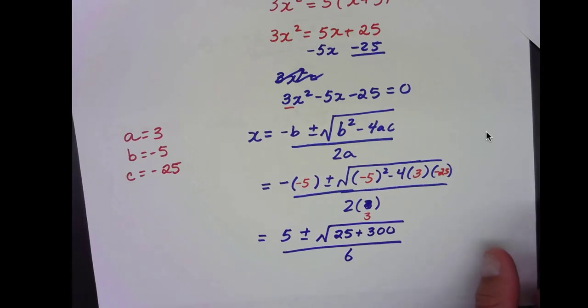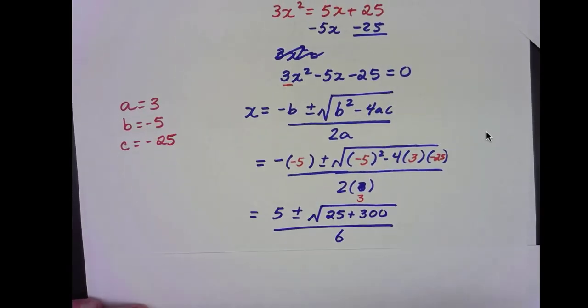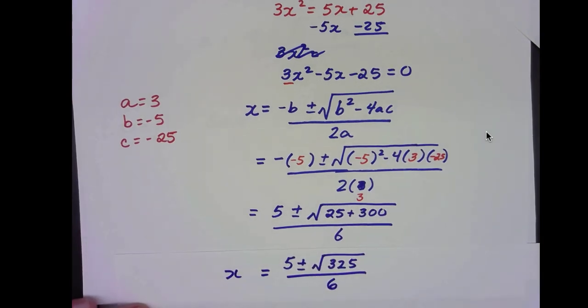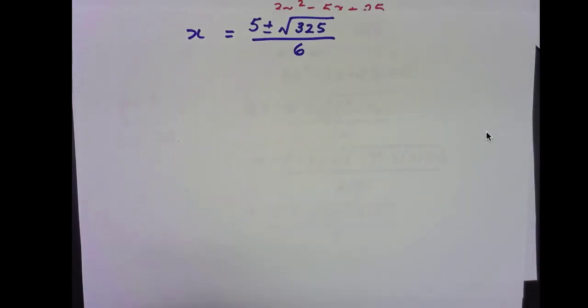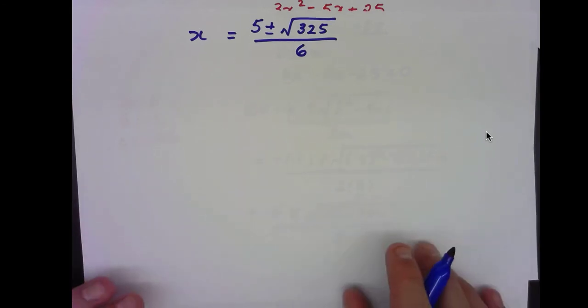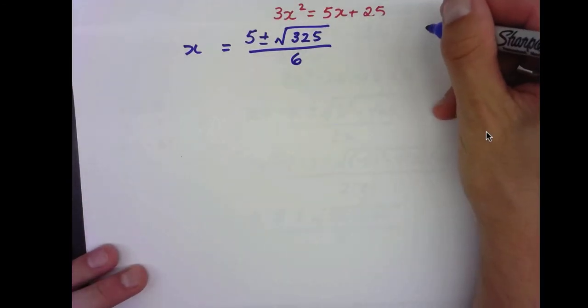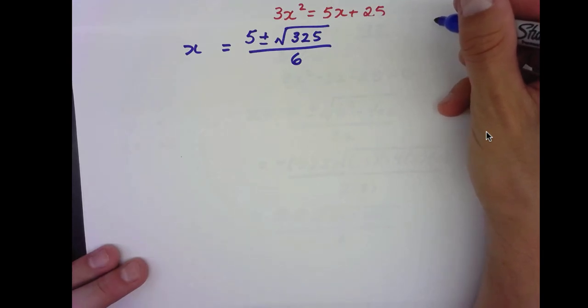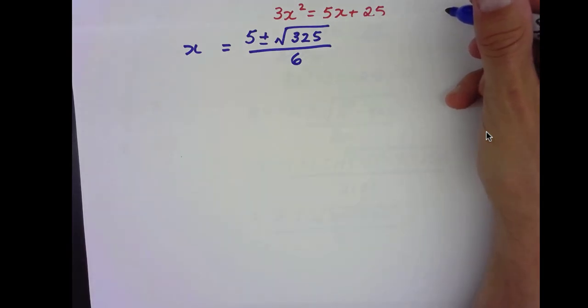So now we're going to have 5 plus or minus the square root of 325 all over 6, and that equals x. So now we've got to try to simplify this. You've got to look at factors. So I know that 325 is divisible by 5. You could think about 325 and 25, right? That doesn't work. So we're going to go with 5 here. Let's try to simplify this.